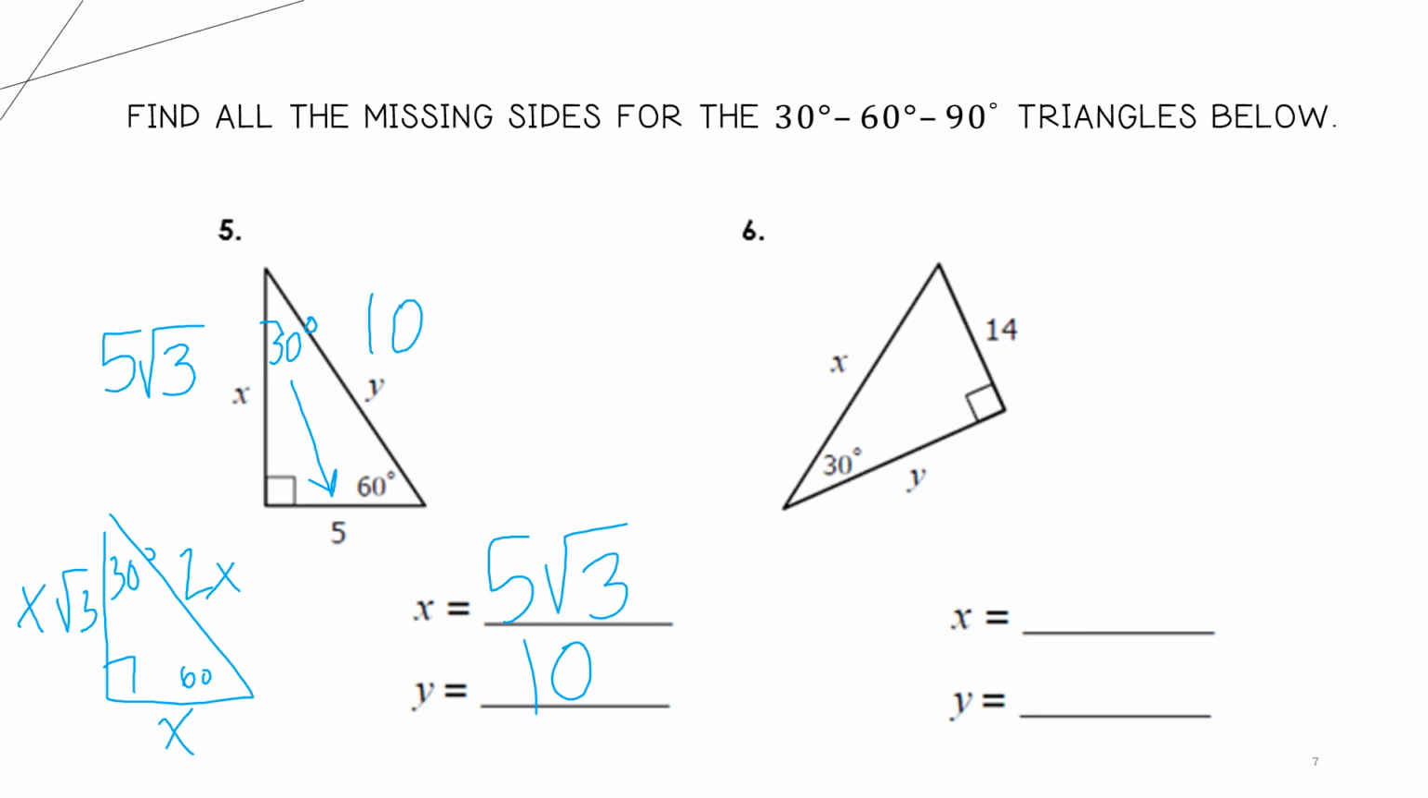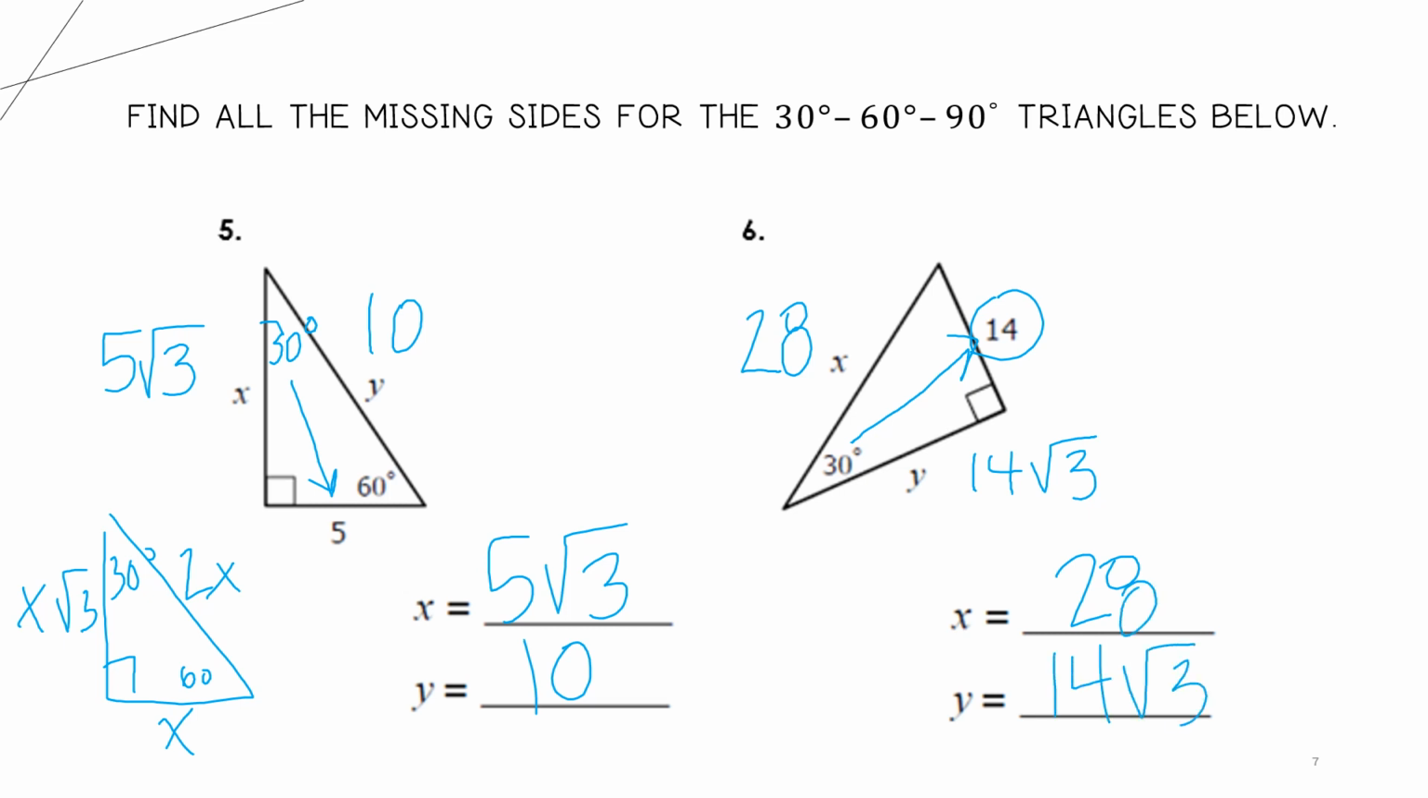All right, in number 6, they also gave us the short leg. We know that because it's across from that 30-degree angle. So to find the hypotenuse, we're going to double it. So that's 28. And then to find y, we're going to multiply by the square root of 3. Now, if you use the 14 and the 28 and you did the Pythagorean theorem, you would get 14 root 3 once you simplified everything. But that's kind of why we have these shortcuts, so that you don't have to do the Pythagorean theorem. So x was our hypotenuse this time, that was 28. y was that longer leg, which is 14 root 3.